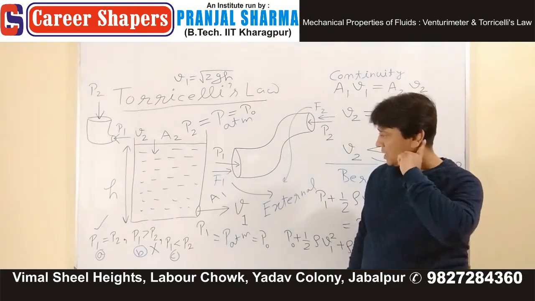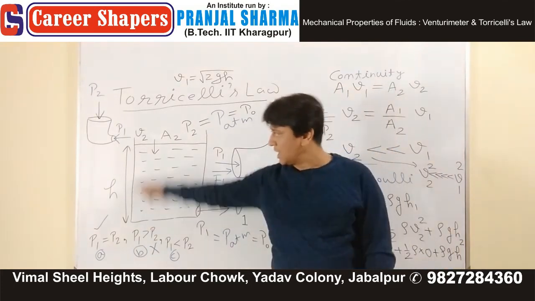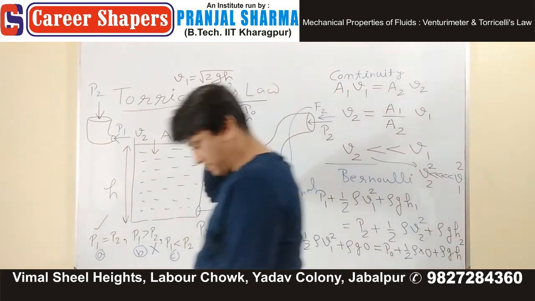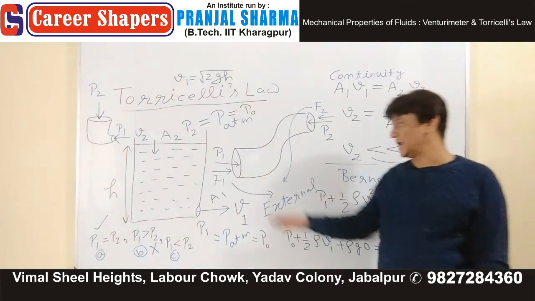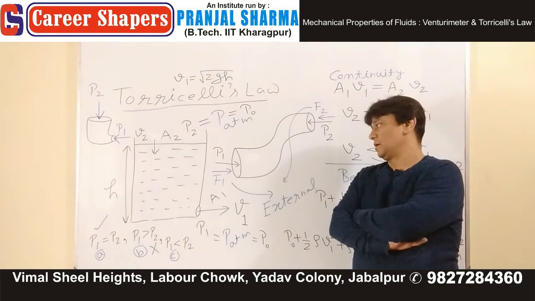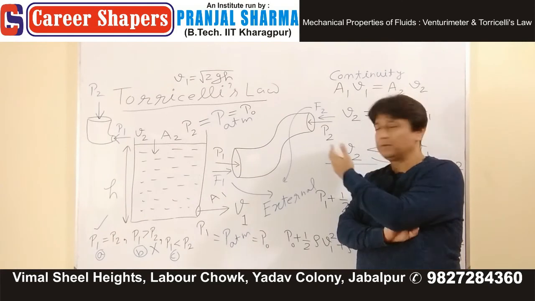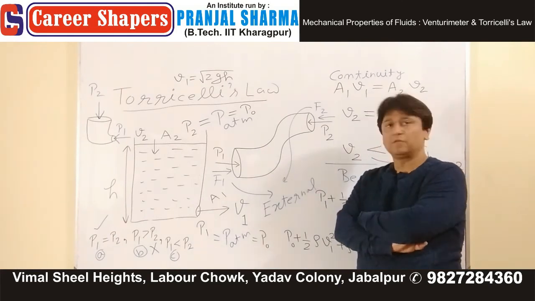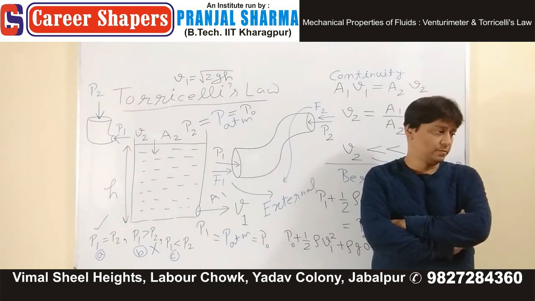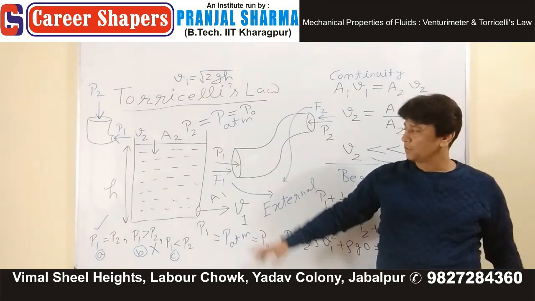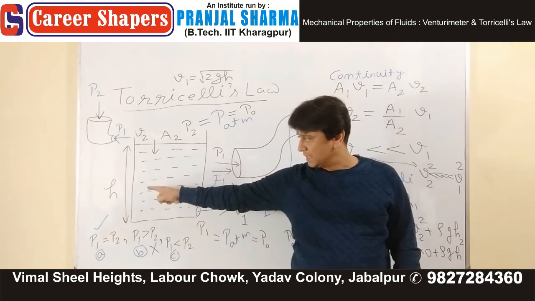So write down: H1 and H2 are taken from the base of the beaker itself or tank itself. Therefore, H1 is 0 and H2 is H.